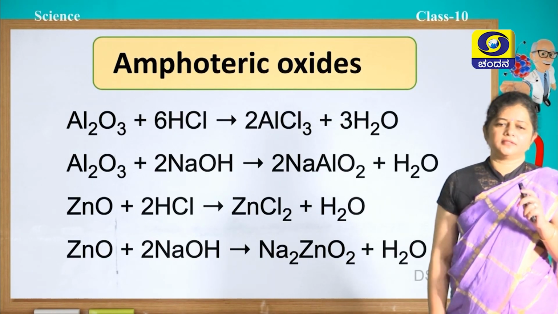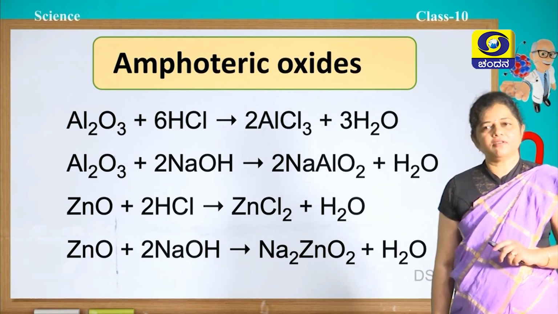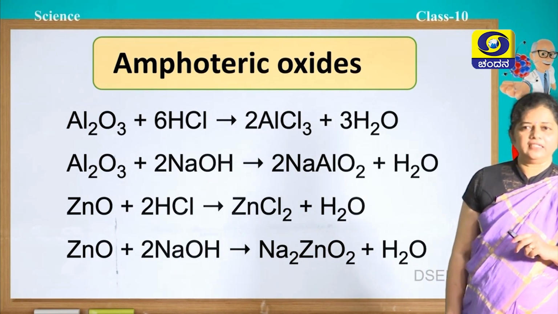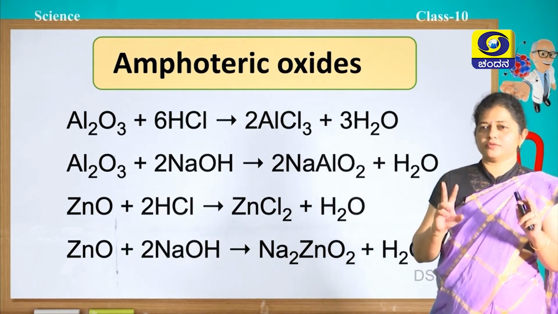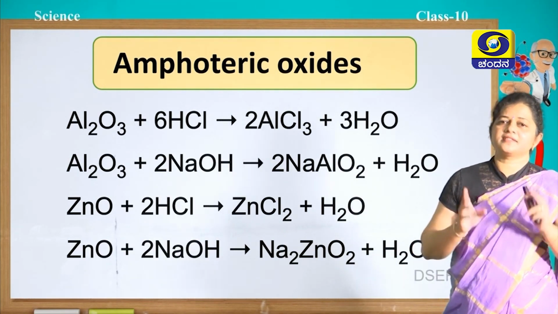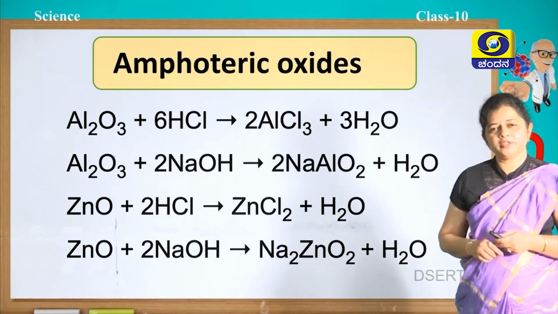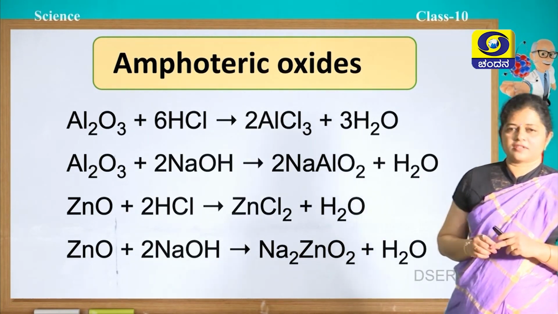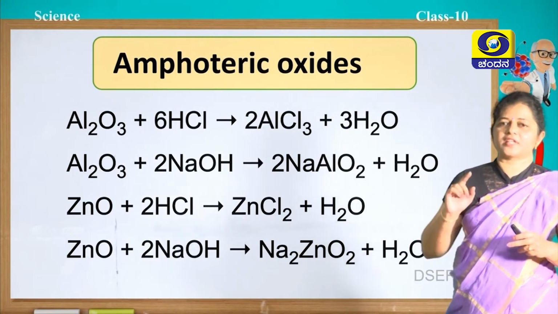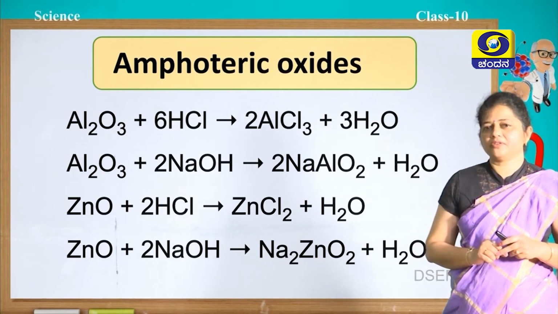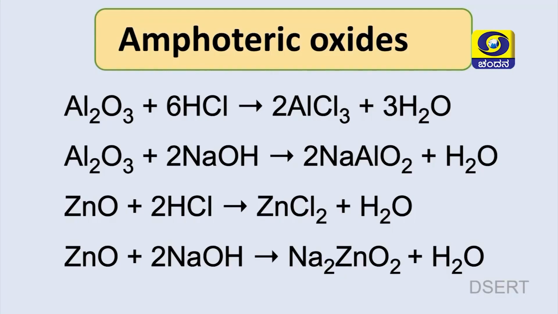Now, let us know something about amphoteric oxides. What are amphoteric oxides? Ampho, 2. So, these oxides actually have dual nature. Now you can see here there is aluminium oxide and zinc oxide. When you see the reactions, aluminium oxide is reacting with hydrochloric acid to form aluminium chloride and water is released. Similarly, aluminium oxide reacts with sodium hydroxide to form sodium aluminate and water is produced.